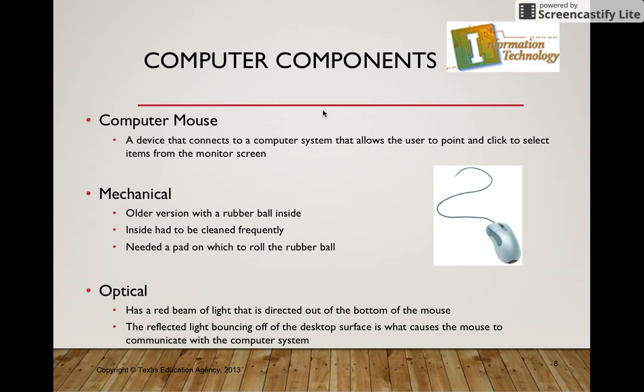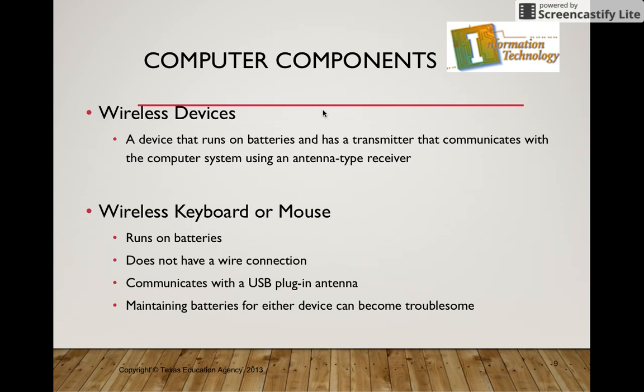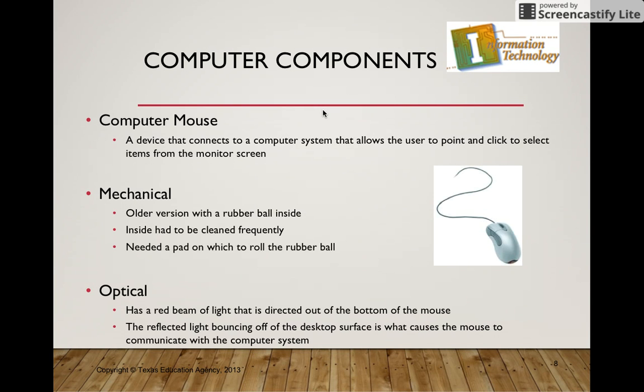The new ones is the optical mouse. Those have a red beam of light that is directed out of the bottom of the mouse, and that light is reflected off of the desktop surface, which causes the mouse to communicate with the computer system. So that's like the trackpad mouse. That one's just the one with the little laser beam, and there is no rubber ball inside of it. So again, optical is generally the one that we use today, and that's probably what you are used to. That's the one that we have right now that you're probably using in this class.